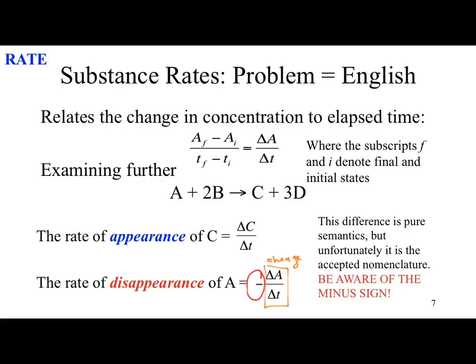Multiply by a negative. So you have to now watch out. Are we looking at a rate of disappearance? Are we looking at a rate of change? Are we looking at a rate of appearance? What these two words, appearance and disappearance, do is change our frame of reference.